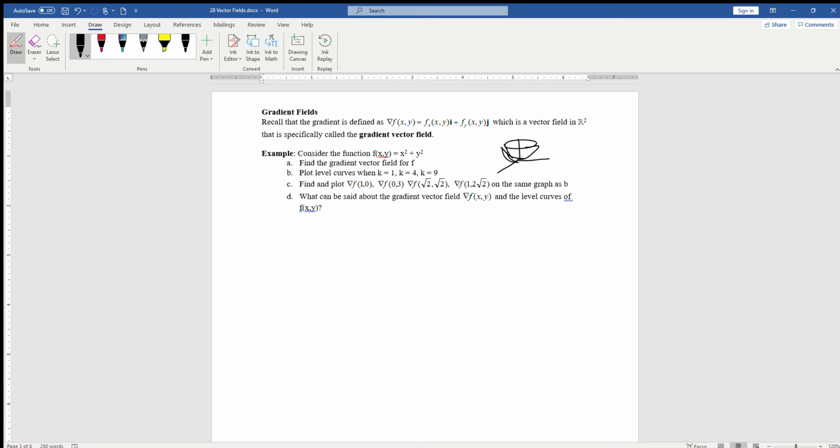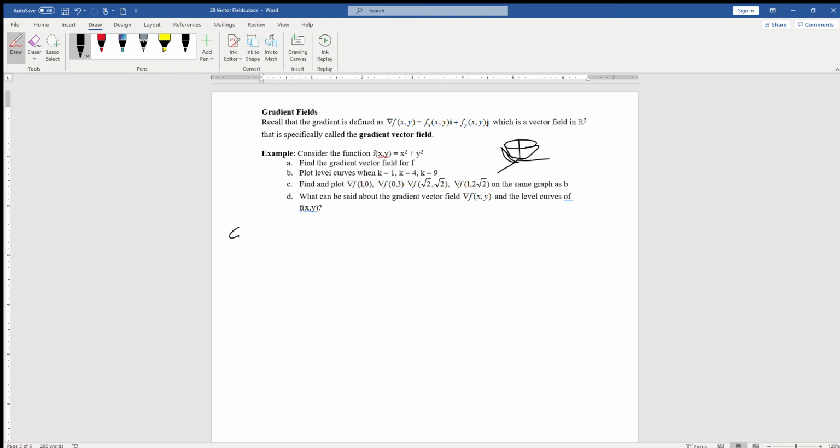So the easiest part of the problem: find the gradient vector field for f. We're going to plot the level curves. This goes back a little ways, to be able to define level curves and plot them. We're going to plot specific gradient vectors on the same graph. And then finally, we're going to make some sort of deduction about what it means.